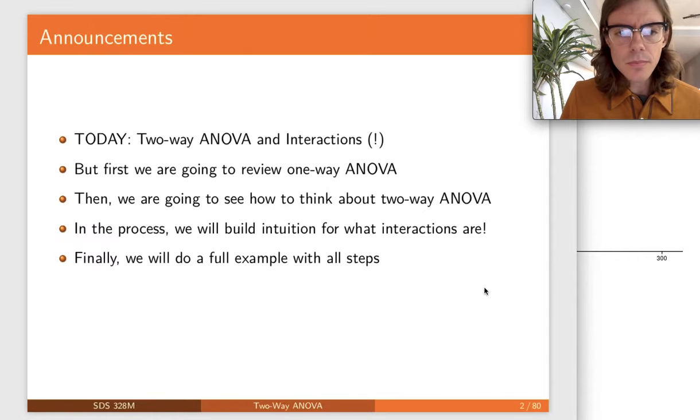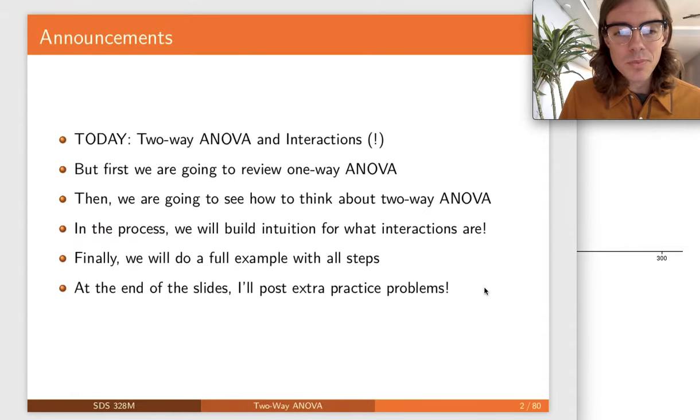And then of course we have to do a full example so you can actually do the homework and the labs correctly. So that'll be there too. And as I said, I'll post a couple extra practice problems at the end just for fun.